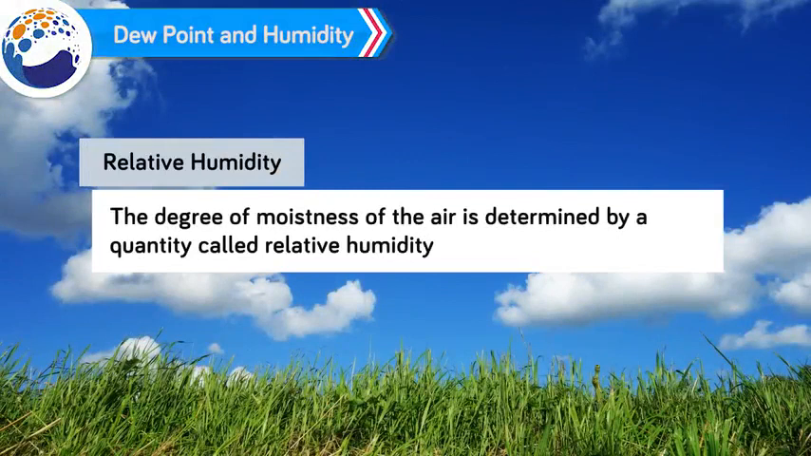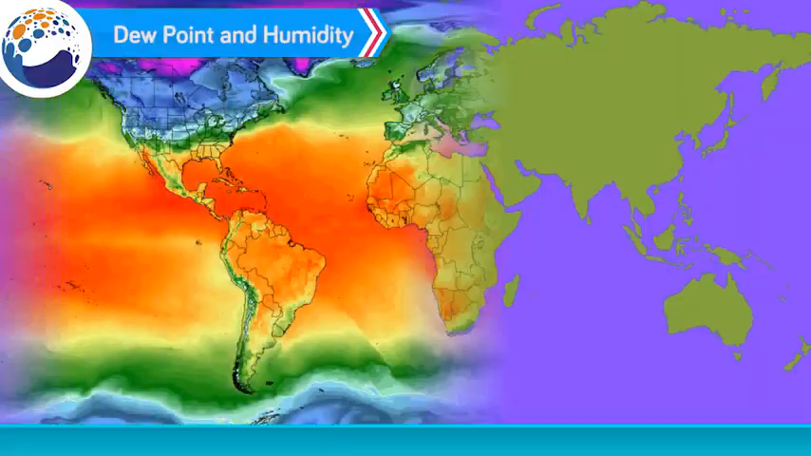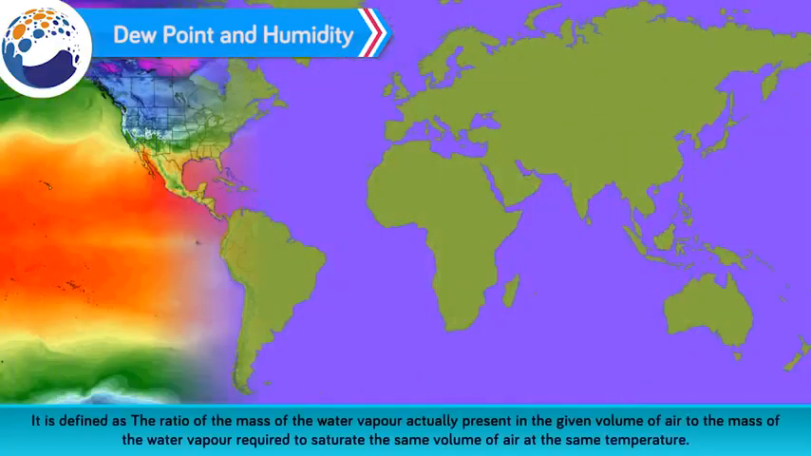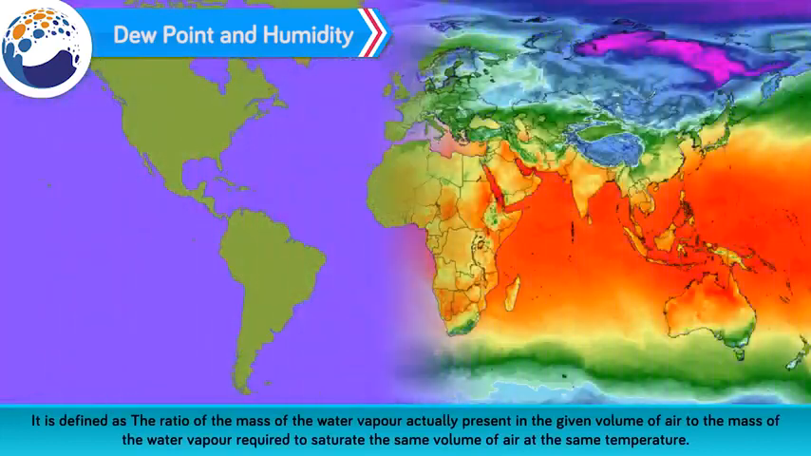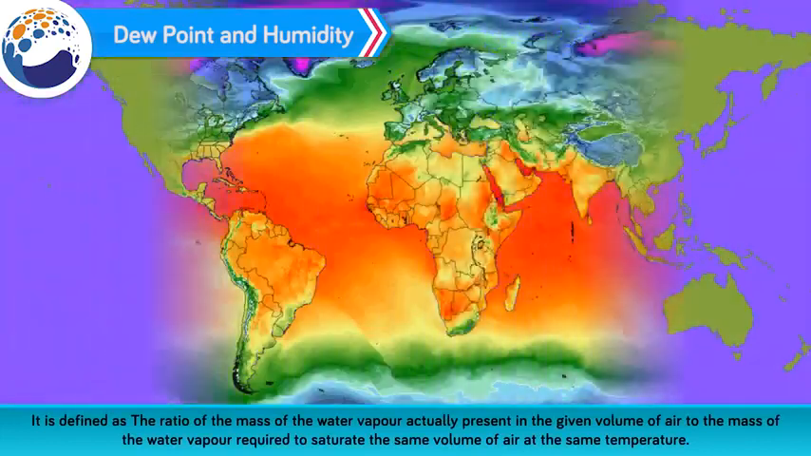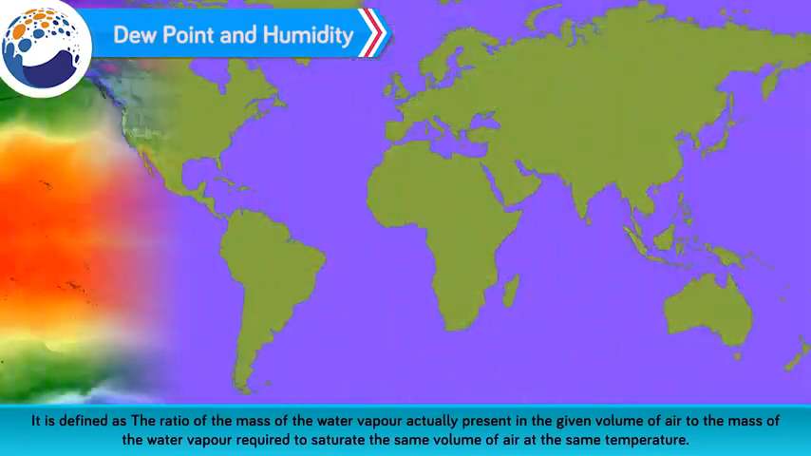Relative humidity. The degree of moistness of the air is determined by a quantity called relative humidity. It is defined as the ratio of the mass of the water vapor actually present in the given volume of air to the mass of the water vapor required to saturate the same volume of the air at the same temperature.